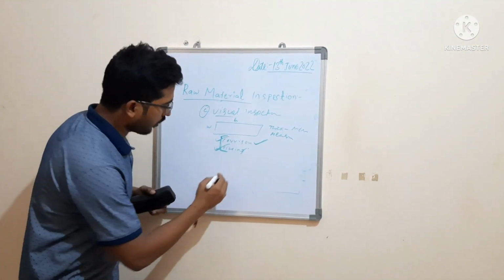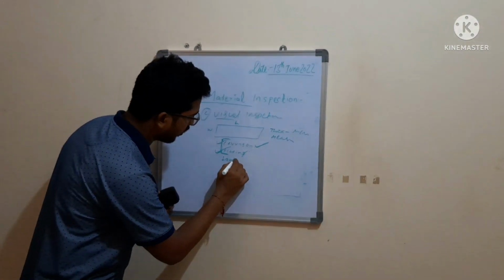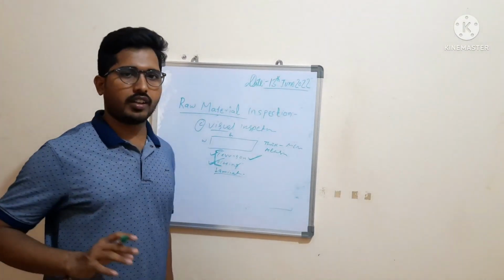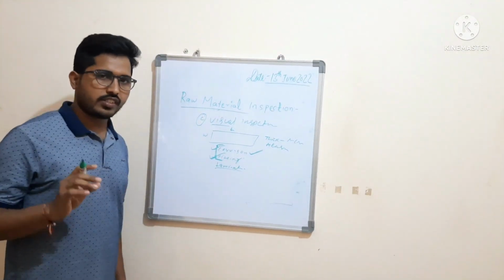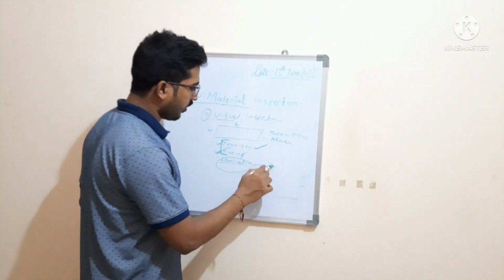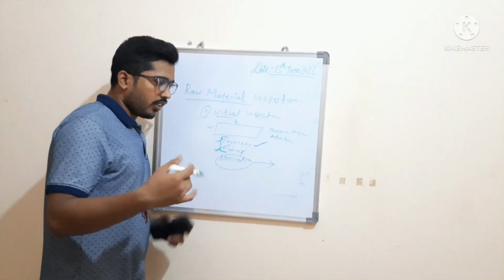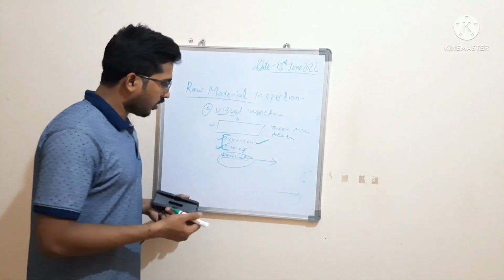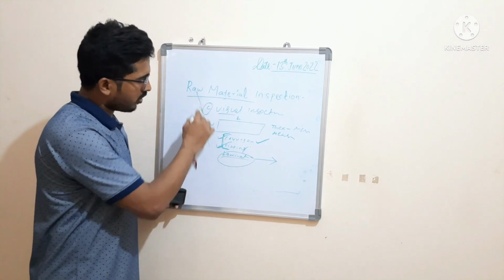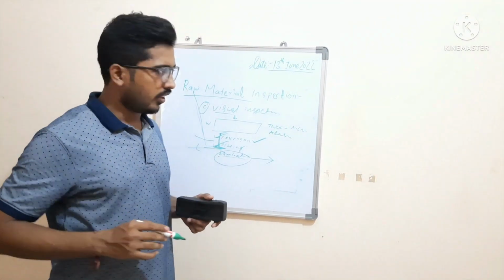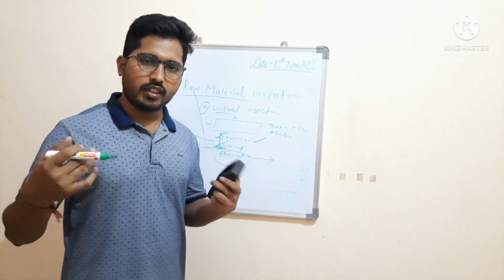Then after that, one more thing is lamination. Lamination is an internal defect. We will discuss lamination and other things in the next videos. If you have any doubt about this till pitting, then you can ask me. I will explain about this in the next video.